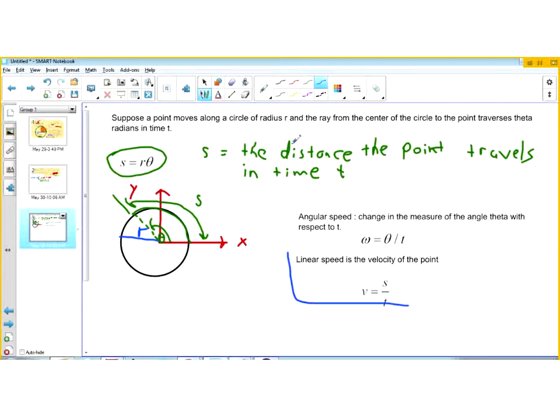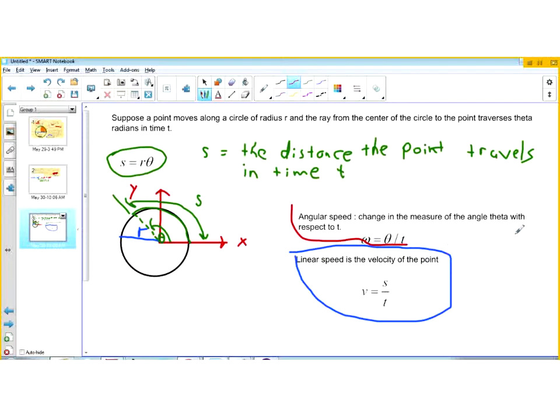All right, so motion along the unit circle. Linear speed right there, and then angular speed right here. So we'll have some problems where we have to calculate both of these quantities.